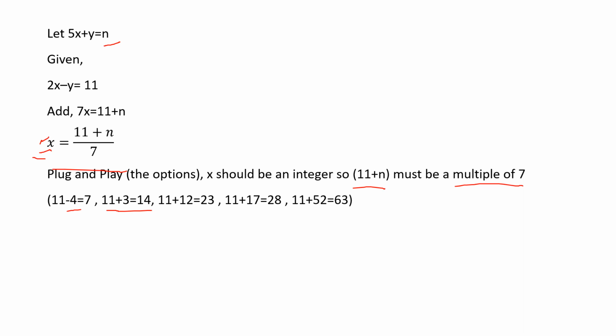But when we plug in the value of 12, we get 11 plus 12 is equal to 23. So 23 by 7 will give you a fraction, and thus that is not an acceptable value for 5x plus y. 11 plus 17 again, 28. 28 by 7 is 4. That's an integer. It's acceptable. 11 plus 52 is 63. 63 by 7 is 9. That's again acceptable. So of all these options, the only option that's not acceptable for 5x plus y is 12.